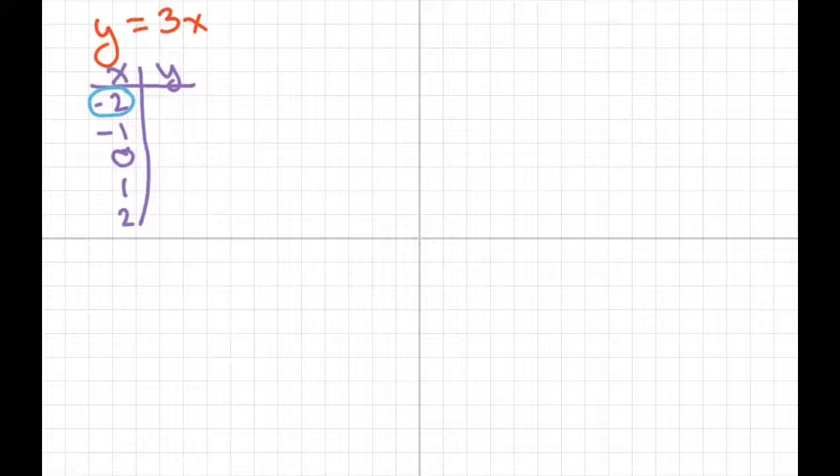So 3 times -2 is going to be -6. And then plug in -1, 3 times -1 is -3. Okay, 3 times 0 is just 0. 1 times 3 is 3, and 2 times 3 is 6.